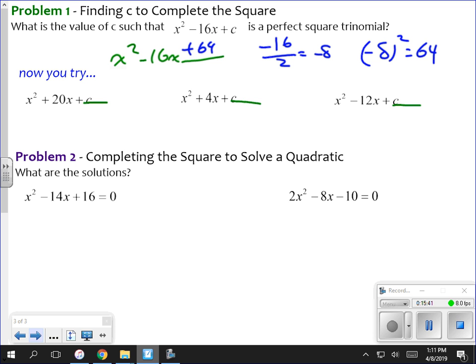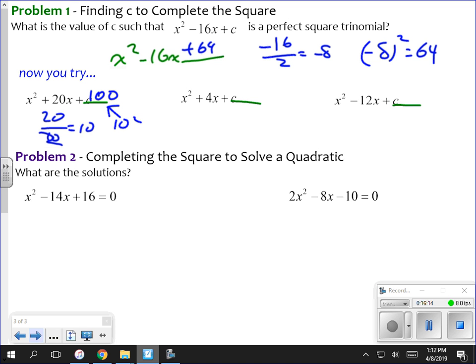So in this one, I take half of 20. What's half of 20? 10. What is 10 squared? 100. So that means I put 100. Take 20, divide it by 2 to get 10, and then 10 squared equals 100. We're not solving these. I'm just practicing filling in the blank. I'm practicing completing the square. That's literally all we're doing, writing it out, completing the square.